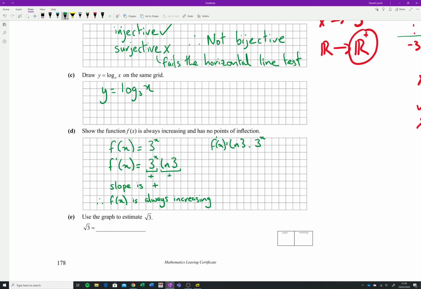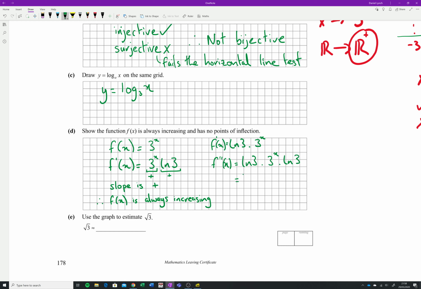Looks a bit scary, but really this is the same as having 5x to the 7 or something like that. The 5 just comes along. You would just get 7x to the power of 6 and multiply it by 5, as in 35 times that. So it's the same here. ln 3 does not have an x in it, just leave it alone. f double dash x is equal to ln 3 gets left alone. You can use the product rule, no problem, but no need to. So it's going to get multiplied by 3 to the power of x and again by ln 3.